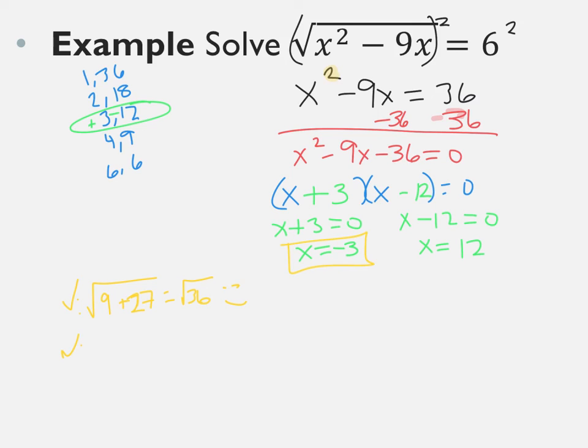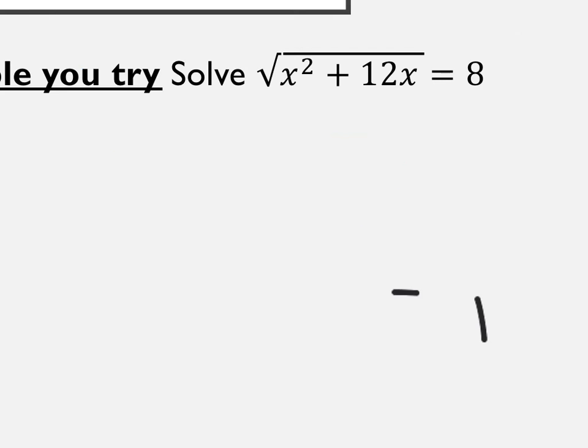If you check 12, we know 12 squared is 144, and 144 minus 108 for 9 times 12 is the square root of 36, which is 6, which is the right side, so that one is good as well. Take a minute or two and try the last example, you try.